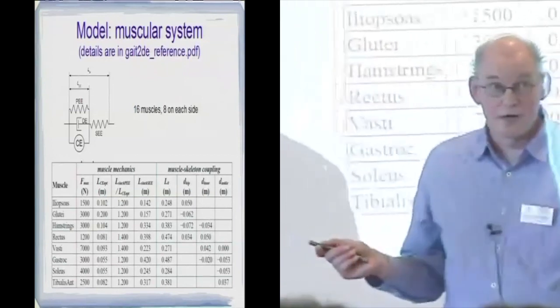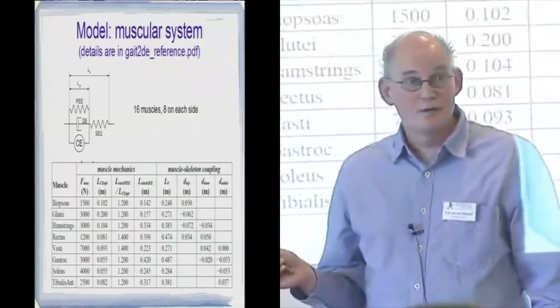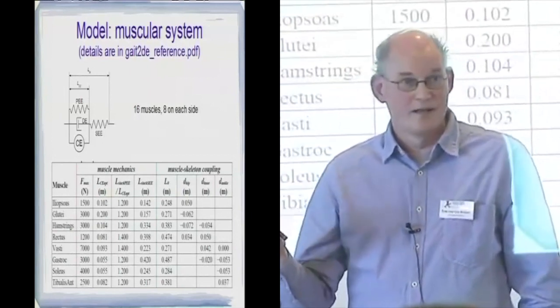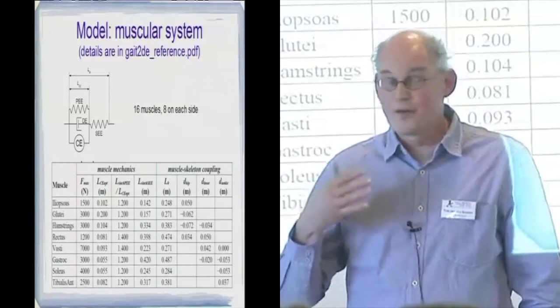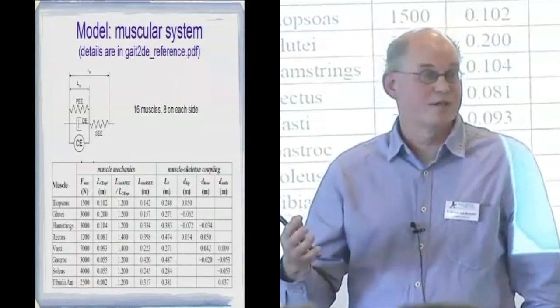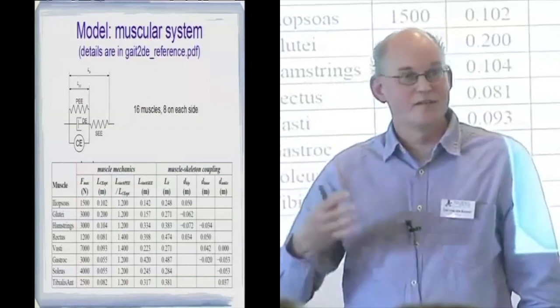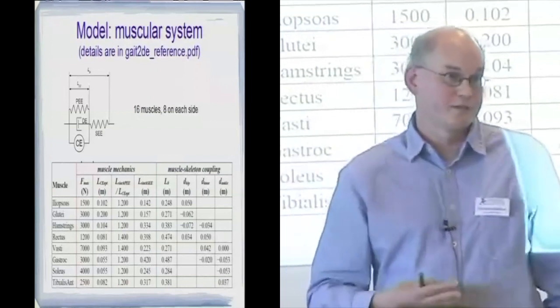That's for this 2D model. For the 3D models, I tend to go to OpenSim, because OpenSim comes with a 3D musculoskeletal model that other people are using, and so I think that's a good thing to use as well, because then you can cite that and everybody knows which model you're using.